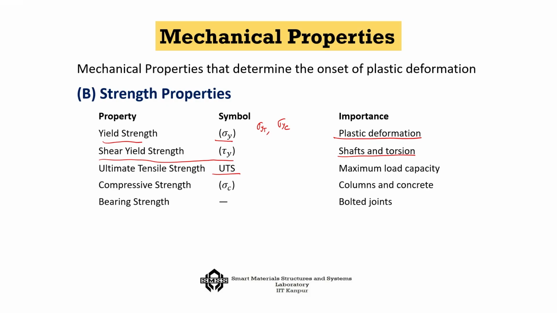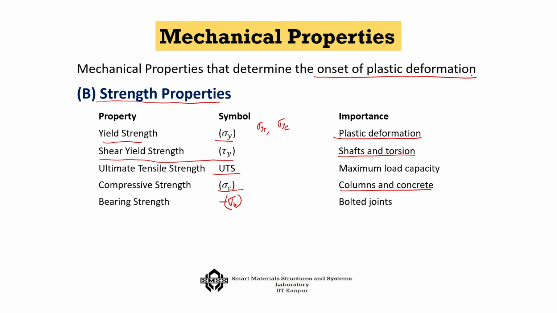And then of course, the compressive strength for columns and concrete is important, and bearing strength, which is generally referred to as sigma b. That is important for bolted joints, riveted systems, etc. So this group is the strength related group, and it is mostly to keep us safer, so that the onset of plastic deformation does not happen in the mechanical system.